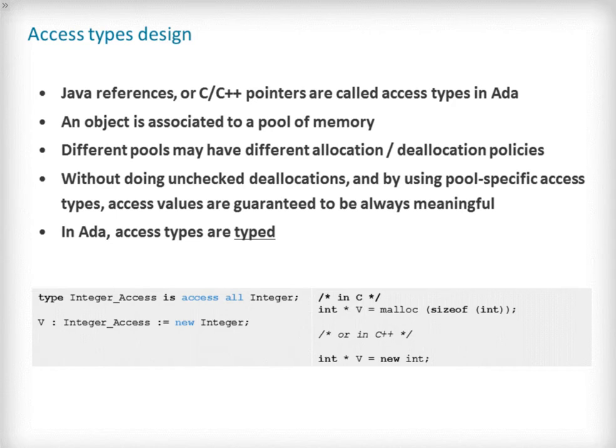A key feature of Ada access types is that they're deliberately typed to ensure they cannot inadvertently access objects from a different pool. Here we see an example on the left of an access type declaration that states it can only point at integer objects. Then follows the declaration of a stack object of the access type, explicitly initialized to an object allocated from a pool of memory using the new keyword. On the right hand side we see the same functionality implemented in C using malloc and C++ using the new operator.